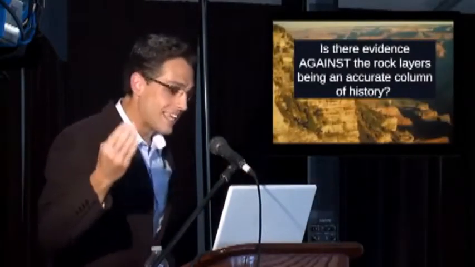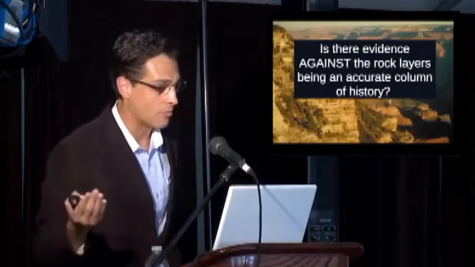So understanding uniformitarianism is critical to understanding evolution, because Darwin leaned heavily on Lyell to give himself enough time for his evolutionary theory to go forward. He needed millions and billions of years for slow, gradual processes. The two are inextricable. They're tied together. Now, is there evidence against the rock layers being an accurate column of history?